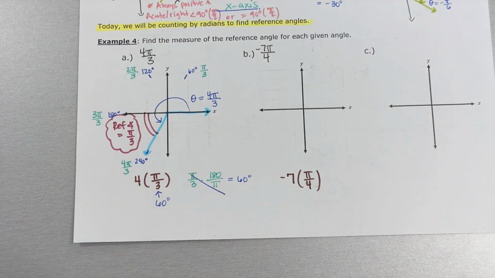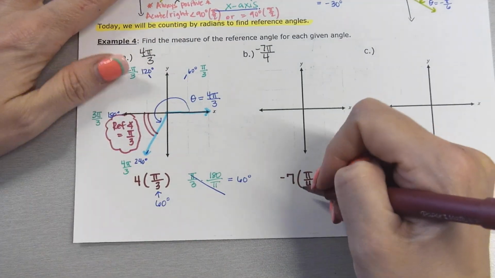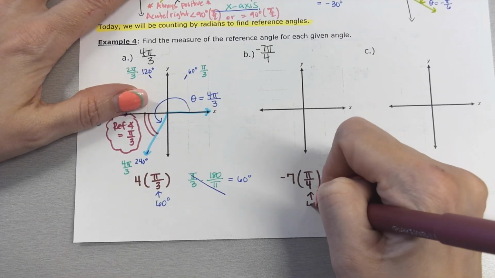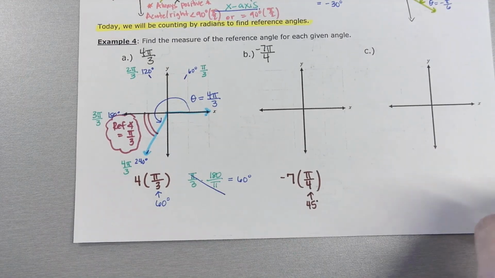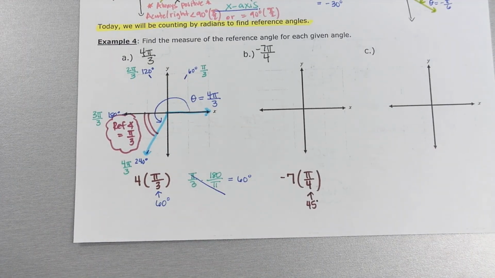Move it along, this is all right. So this is going to be 45 degrees, and we're going to count 45 degrees, or pi over 4, 7 times, but we're going to go in a counterclockwise direction. Okay, you can also just multiply 7 times 45, that's fine.